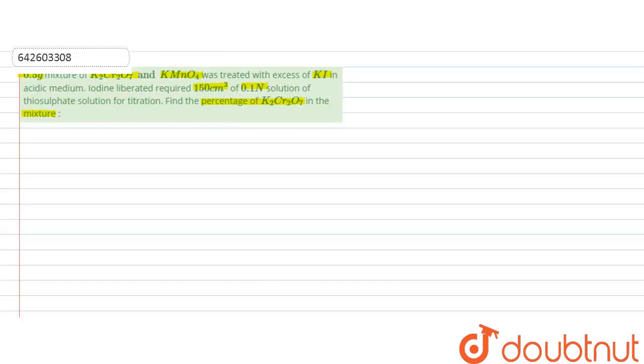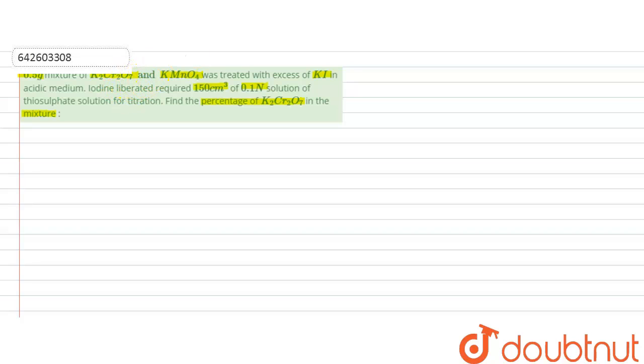So in the question it is given that a mixture of K2Cr2O7 and KMnO4 is total 0.5 gram and is treated with excess of KI in acidic medium. The iodine is liberated and further the iodine required 150 cm³ of 0.1 normal solution of thiosulphate solution for titration. So we have to calculate the percentage of K2Cr2O7 in the original mixture.